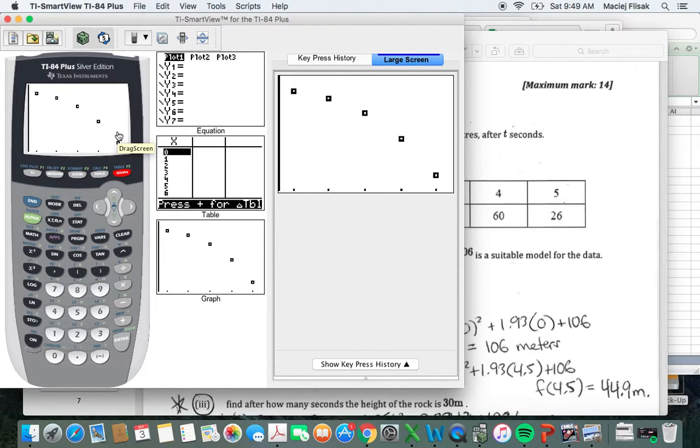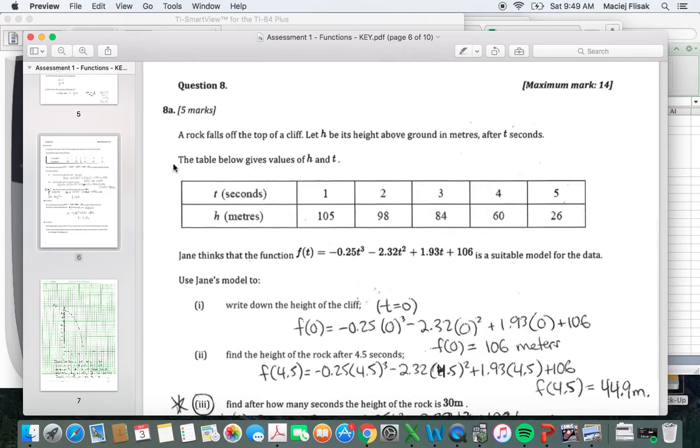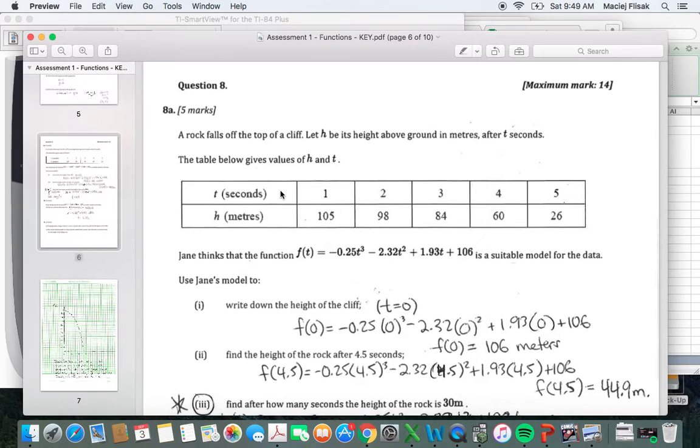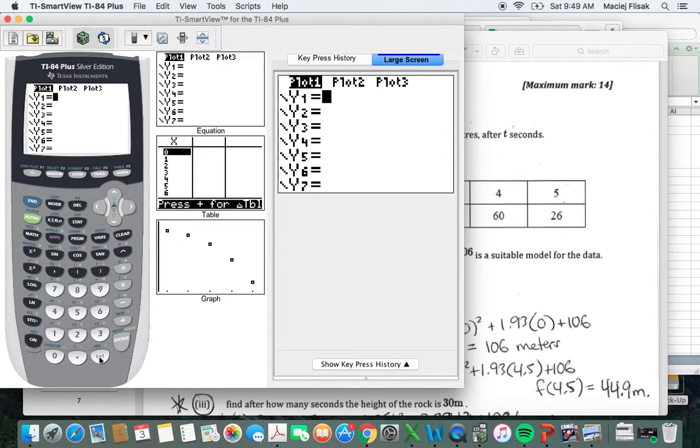Great. I have the points, but now I want to see which model is better. So here's Jane's model. I'm going to enter in that equation and graph it and see if it comes close to these points. So I'm going to go to y equals. I'm going to enter in her equation. So negative 0.25, okay, negative 0.25 x. Oh, I don't think I got a 0.25 there.